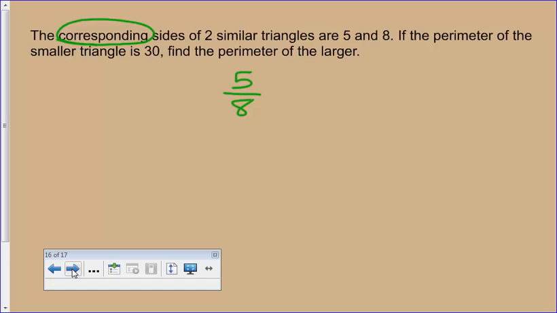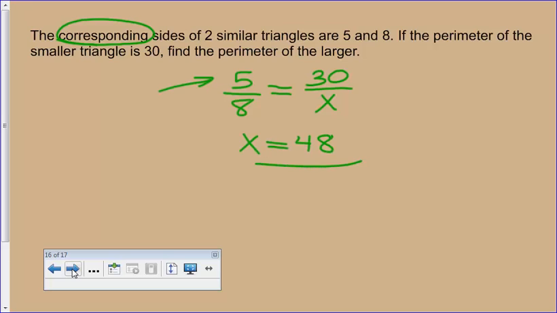If the perimeter of the smaller triangle, well, they didn't tell us which one is smaller, but 5 is definitely smaller than 8 is. So I'm going to put that information on top. Smaller triangle has a perimeter of 30. So what is the perimeter of the larger triangle? You can call that X or you can call it P. And when we cross multiply for this, we get that the perimeter of the larger triangle, or X, is 48.